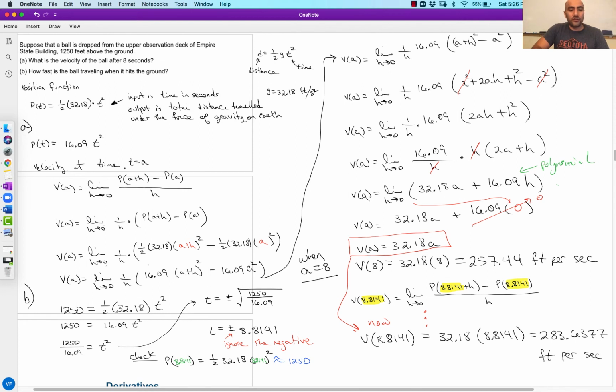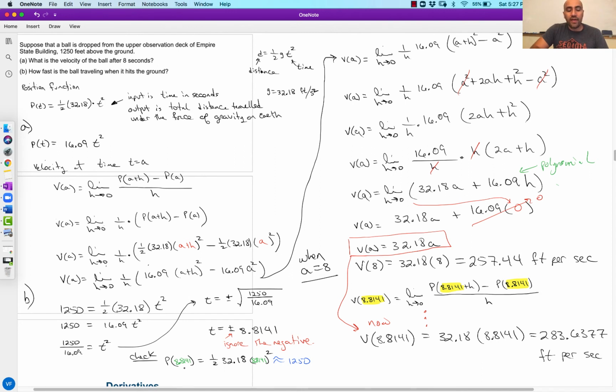Part B said, okay, well, how fast is it traveling when it hits the ground? So the first thing you need to do is decide how long it is going to take for this object to hit the ground. So we take our position function and we set it equal to 1,250 feet because that's how tall the building is. And then we solve for t. We ignore the negative. We got that it would take 8.8141 seconds approximately for it to hit the ground.